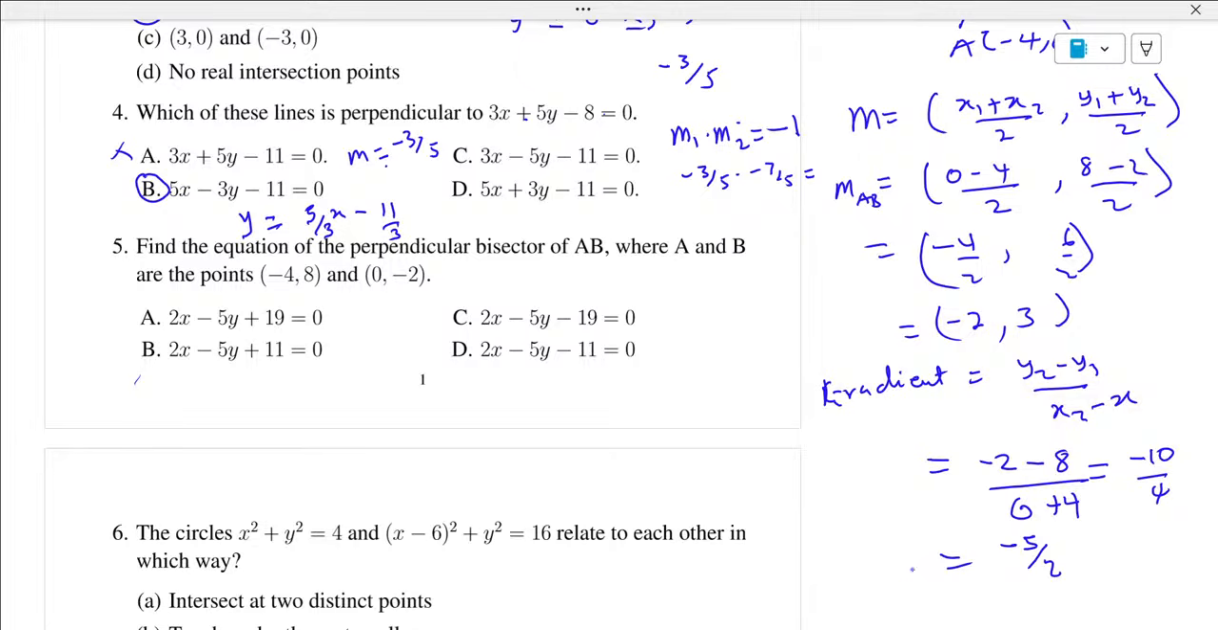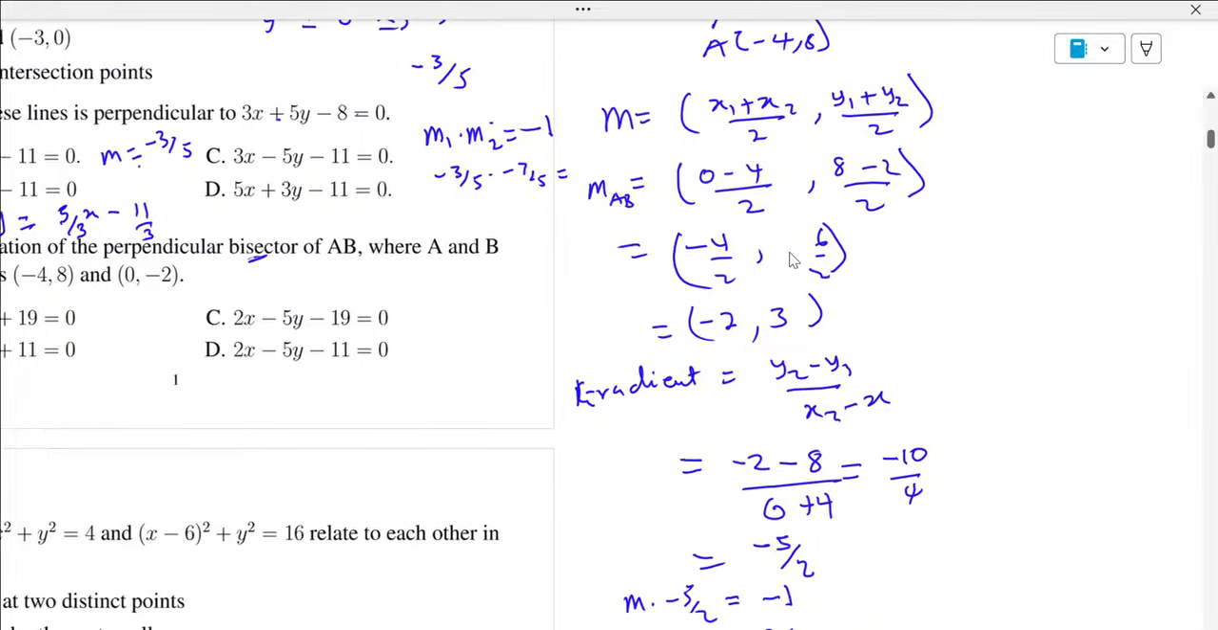But we know that if it is perpendicular, then if you multiply m times negative 5 on 2, you are supposed to get negative 1. So if we do that, we are going to have m equal to 2 over 5 as the gradient of the perpendicular bisector. So now we have our perpendicular bisector. What do we do next?